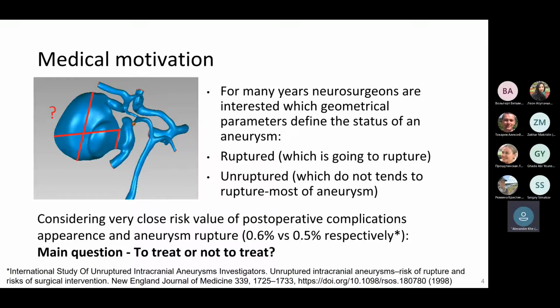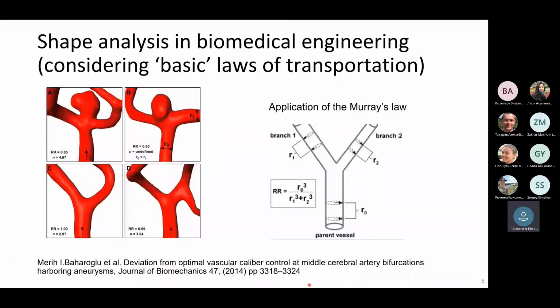And the problem here is also related to the question whether this or that aneurysm should be treated at all, because there are, of course, some risks of post-operative complications, and they are sometimes comparable to the aneurysm rupture. So just a few slides on various approaches.